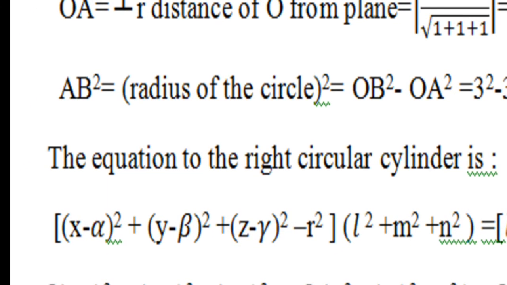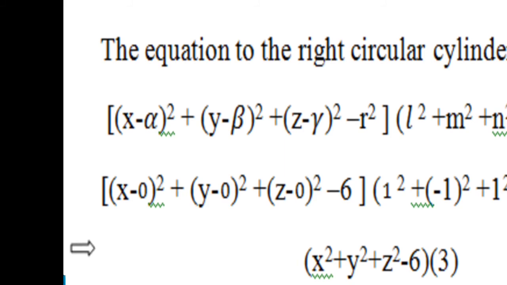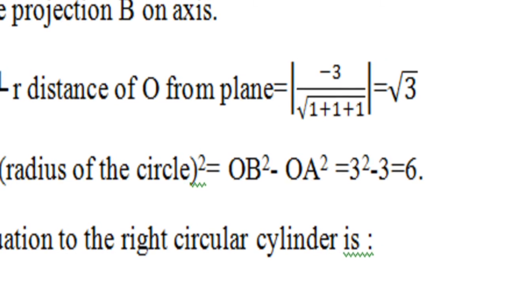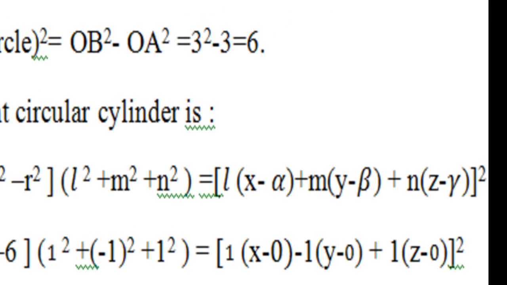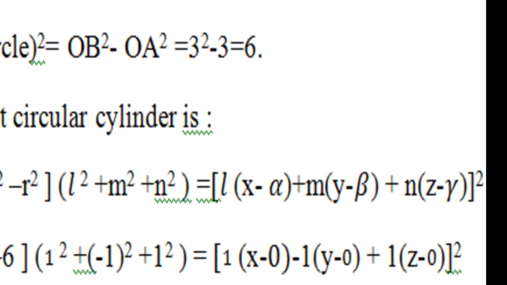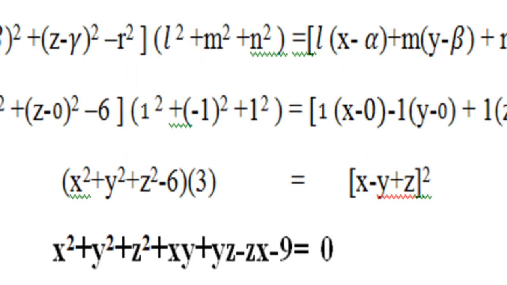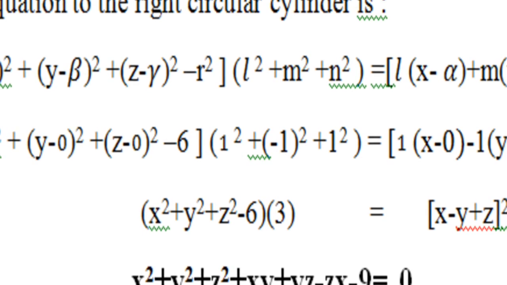Now the equation of the right circular cylinder will be x minus alpha whole square. You know the same formula. Instead of alpha, beta, gamma, simply substitute 0, 0, 0. r square is 6, as we have just calculated. Next, l square plus m square plus n square into the quantity l into x minus 0, m is minus 1, so y minus 0, plus 1 into z minus 0, whole square. Simplify this one, and you will get the equation of the right circular cylinder.